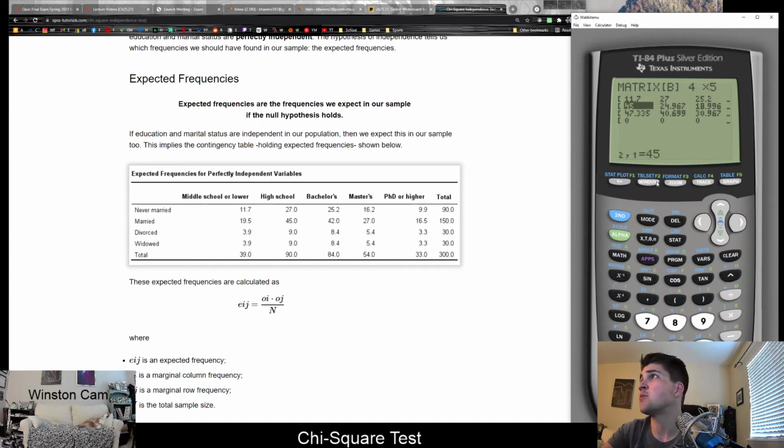So it looks like I missed one already. Let me go back and double check. Okay, that one's good. $27.16.5. The divorce expected values, again, assuming everybody's homogeneous. And divorce and widow are both the same because they had the same total.